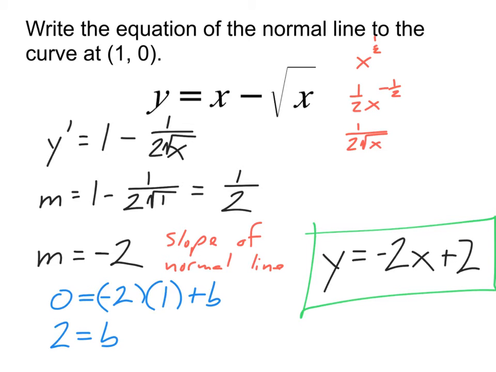Now a little side note here. I did the equation of the line by plugging it into y equals mx plus b. Some of you might do that by using point slope form, where you do y minus y1 equals m times x minus x1. If that's your method, go with it. It's a good method.